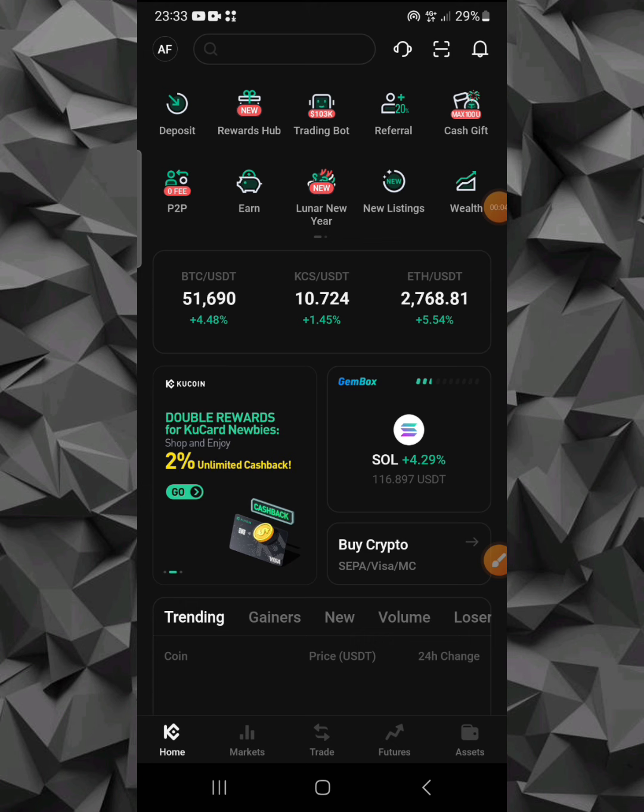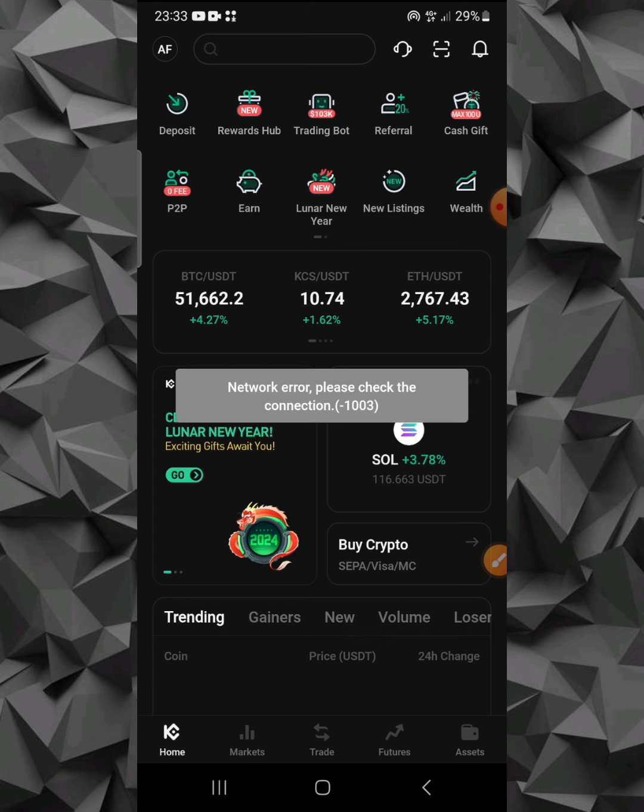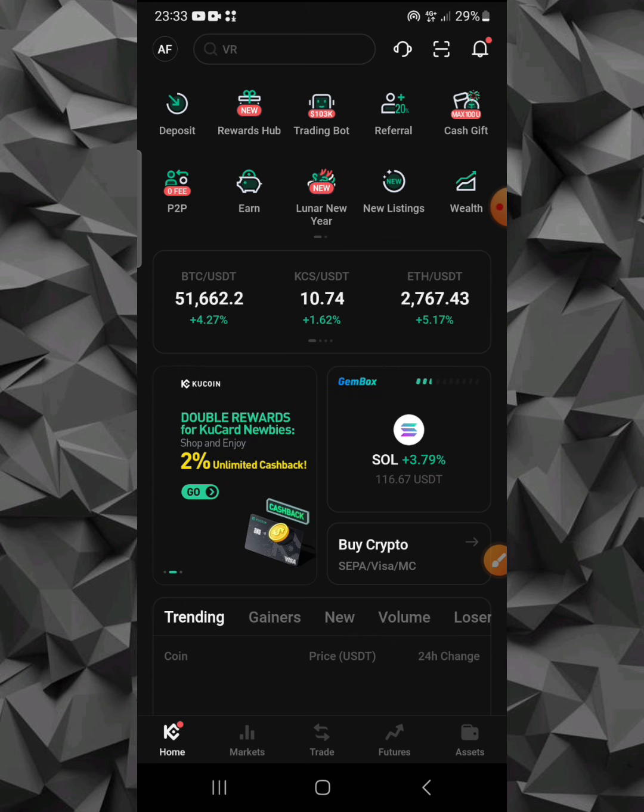Alright guys, so this is the KuCoin exchange. The first thing I actually need you to do once you are here is to verify your account, because you cannot make profit from these strategies I'll be showing you if your account is not verified.